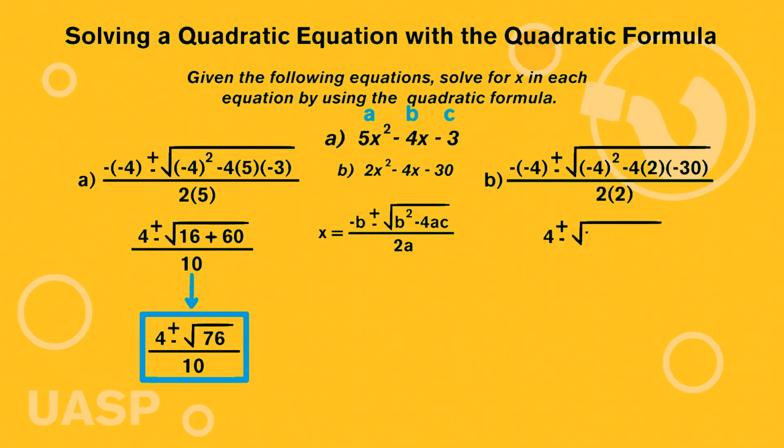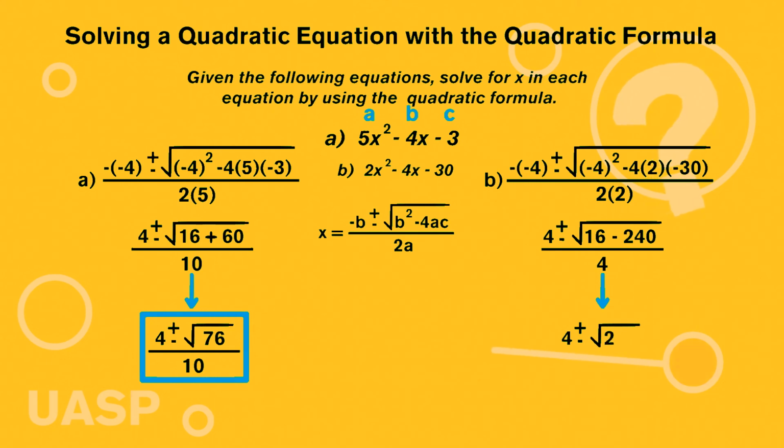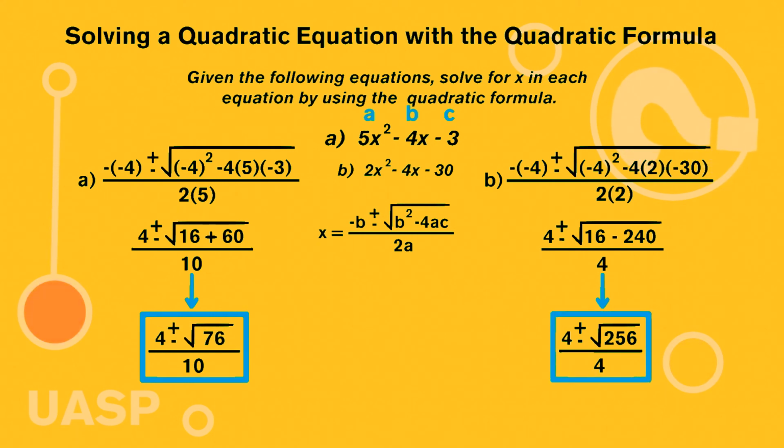Simplifying some more, we have positive 4, then 16 minus negative 4 times positive 2, which is negative 8, times negative 30, which gives us a positive here. So we have 16 plus 8 times 30, which is 240, all divided by 2 times 2, which is 4. To simplify a little further, we have 4 plus or minus the square root of 256, all divided by 4. From there, that will be our answer for what x equals.